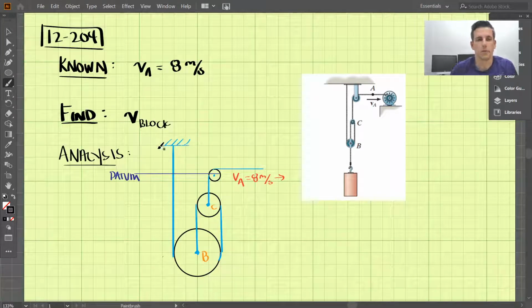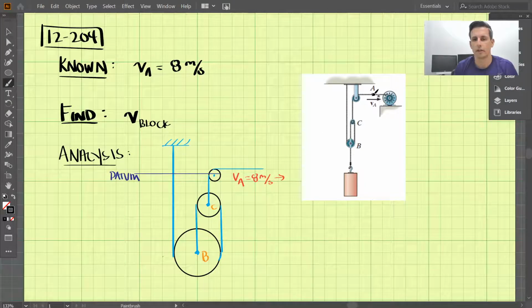Okay, so this is problem 12-204, and we're given this pulley setup here. We're given that VA is 8 meters per second to the right, as the motor is winding this up, and what we're looking for is the velocity of the block down here.